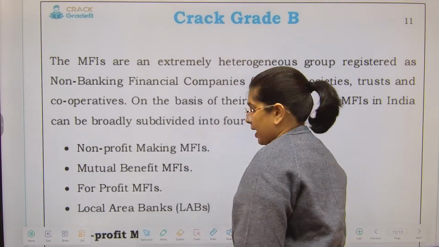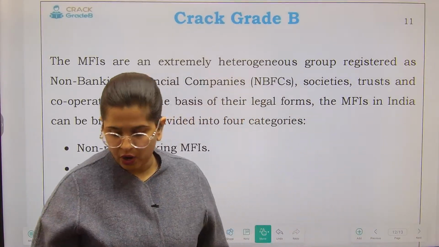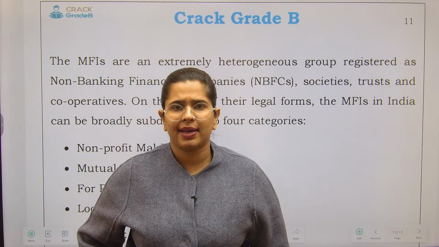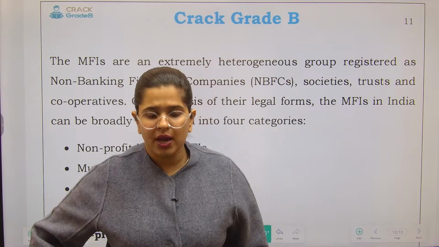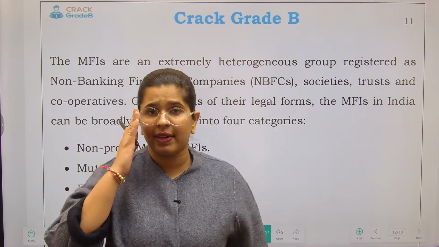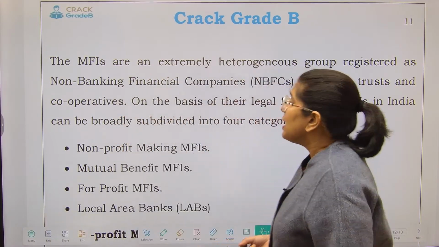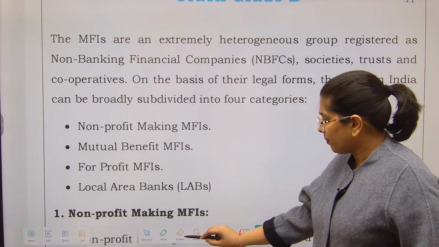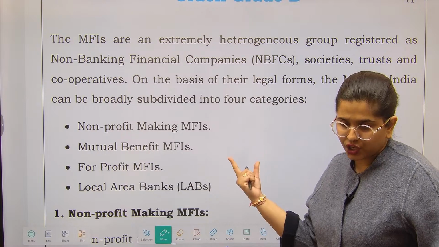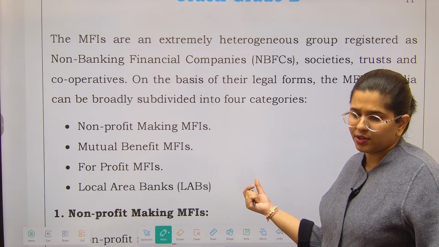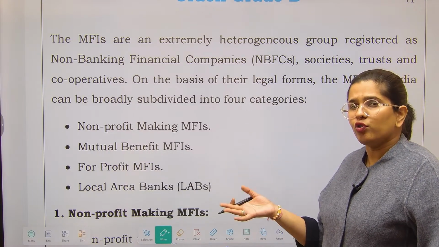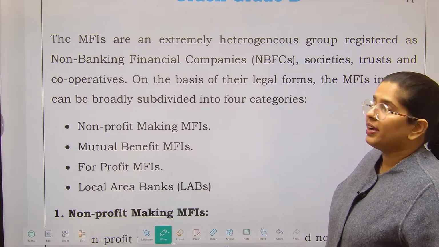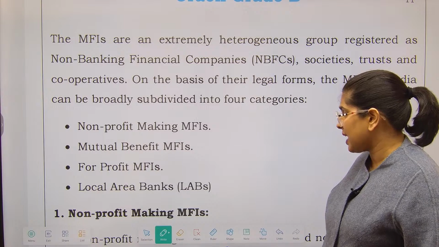Any institution that has the ability to provide small value loans will be called a microfinance institution, right? That is why we see such heterogeneity when we are talking about an MFI. So let us see the types, the legal forms of it. Non-profit making microfinance institutions, that is NGOs; mutual benefit microfinance institutions, similar to cooperatives but not exactly cooperatives; then we have for-profit, and we also have local area banks as well.